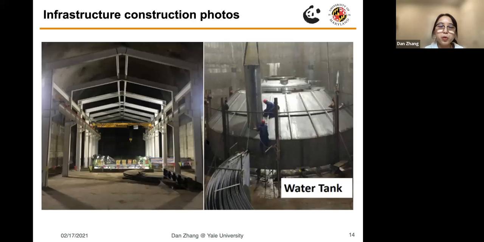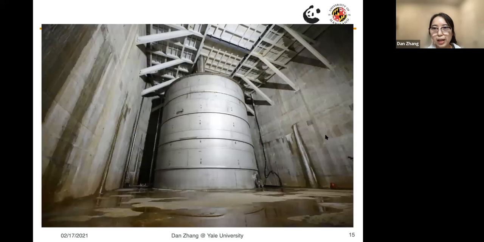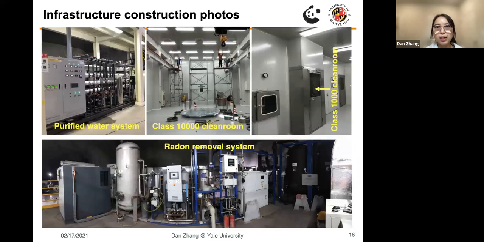Here are some photos of the construction. This is our lab hall and the water tank cap, and the side view of the water tank, which is about three or four floors high.